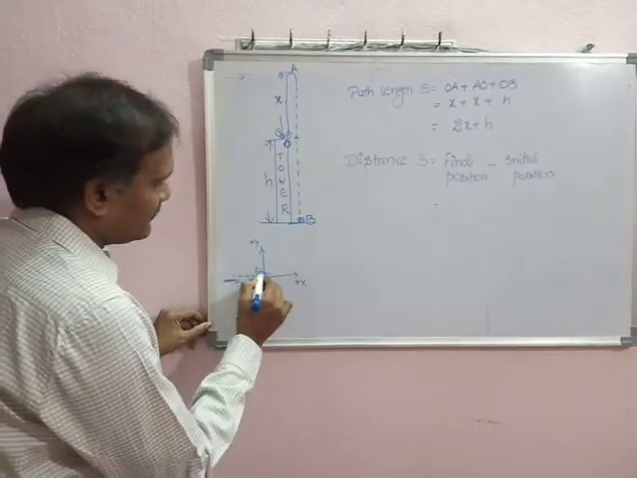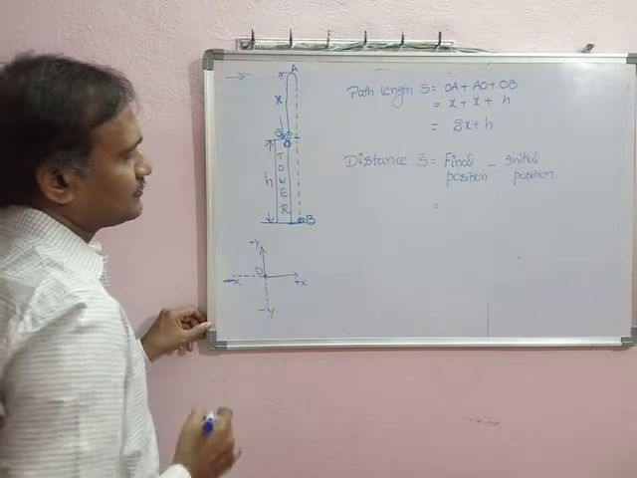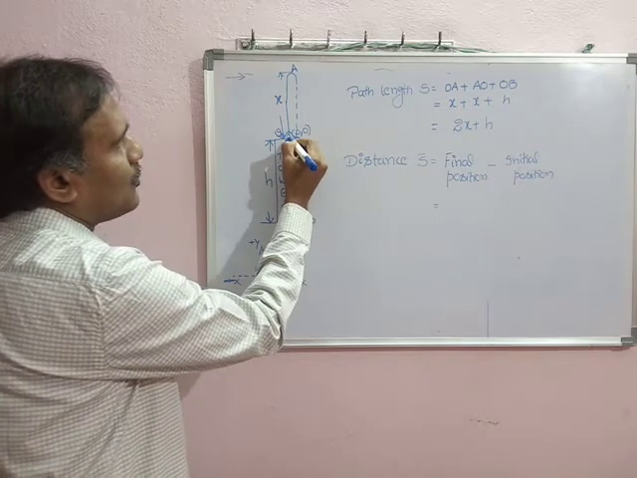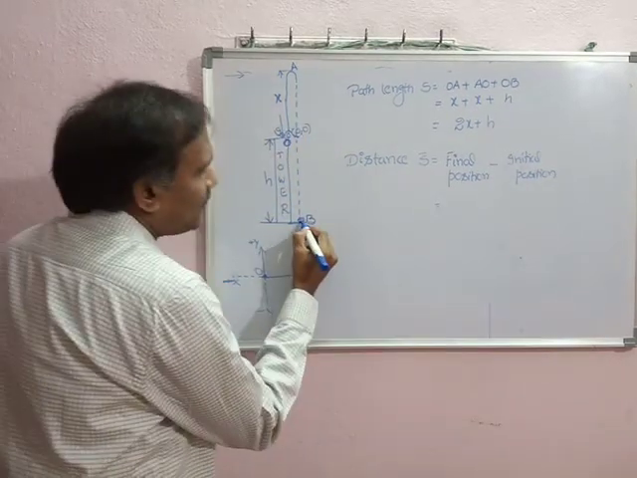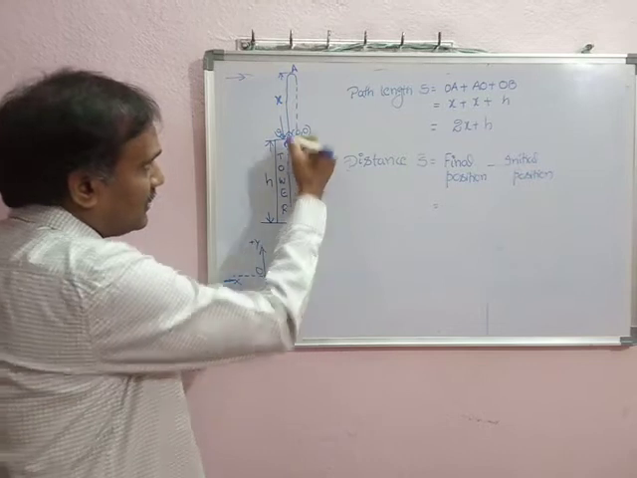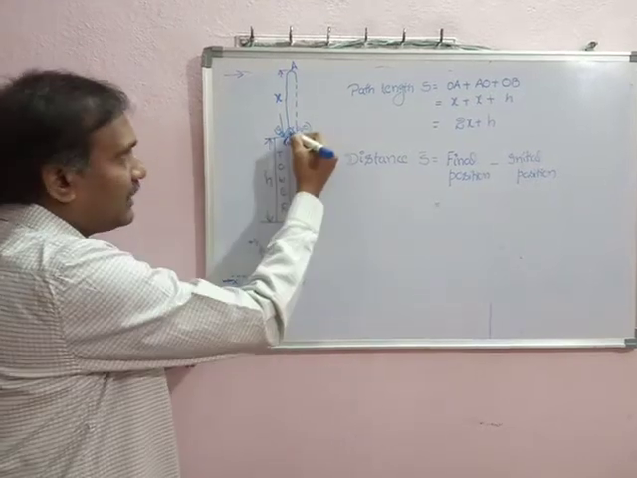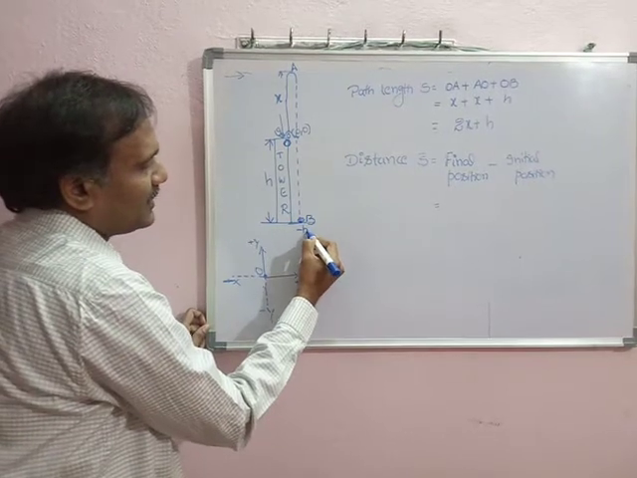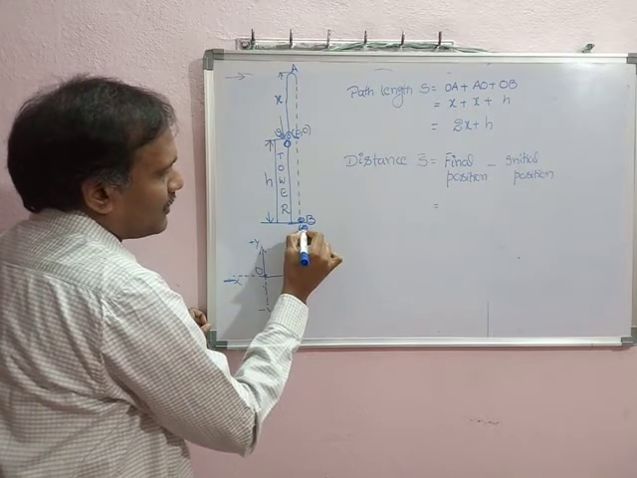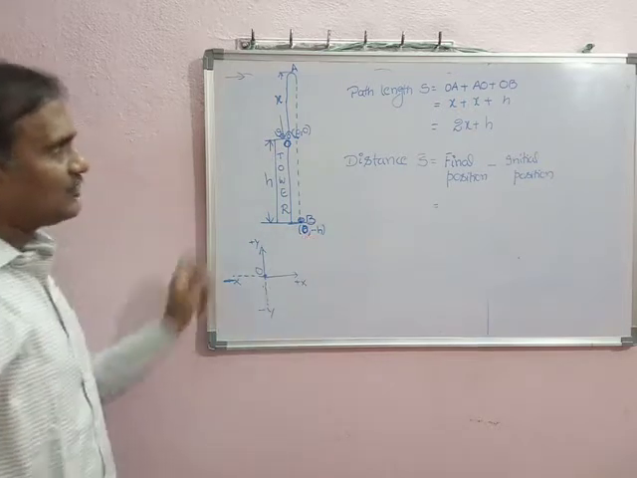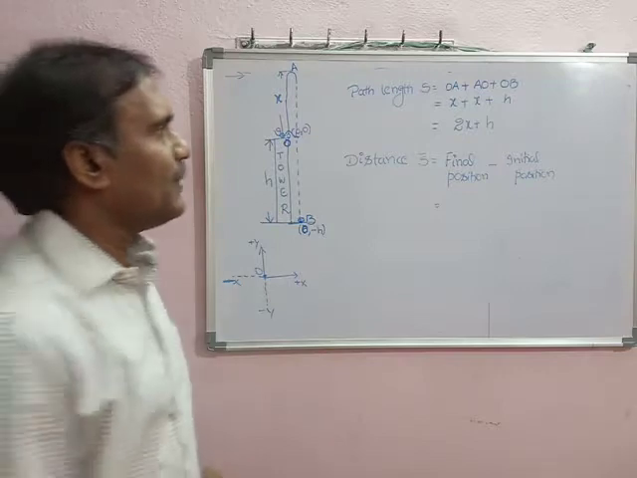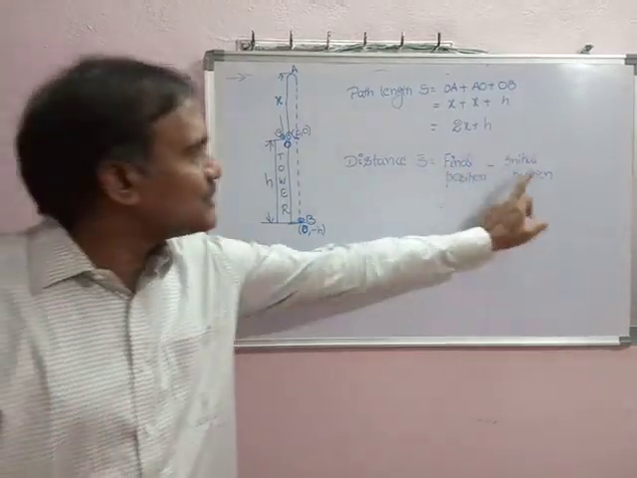Now the coordinate here is 0, 0. Its coordinate is 0, 0. What are the coordinates of this? With respect to this, it is the negative y-axis: 0, minus h. The x coordinate is 0, the y coordinate is minus h. 0, minus h. That is final position minus initial position.